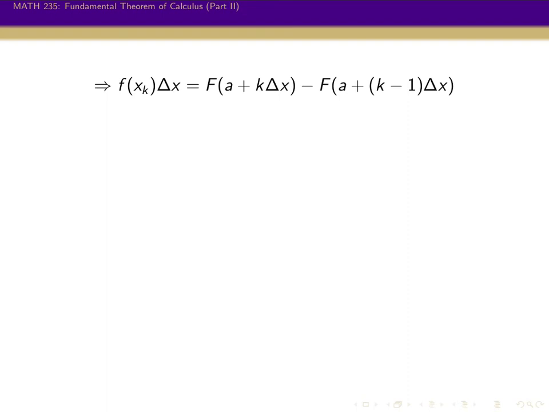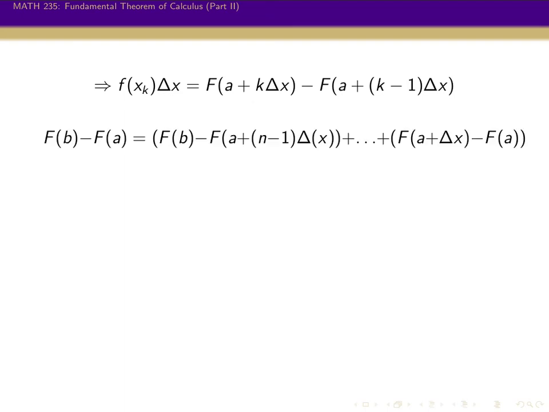So we have little f evaluated at x sub k times delta x is equal to the difference of big F evaluated at these two endpoints. And this x sub k is the special value coming from the mean value theorem. So I'm not picking just any x sub k here, I'm picking the special value given by the mean value theorem. But what's important is that it is a value in between there.